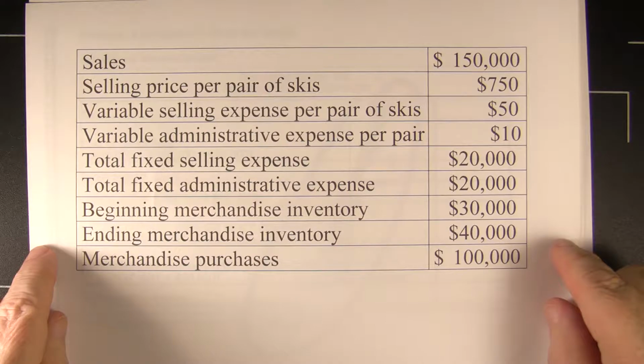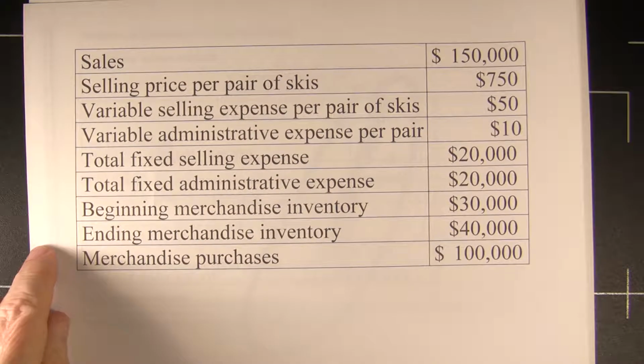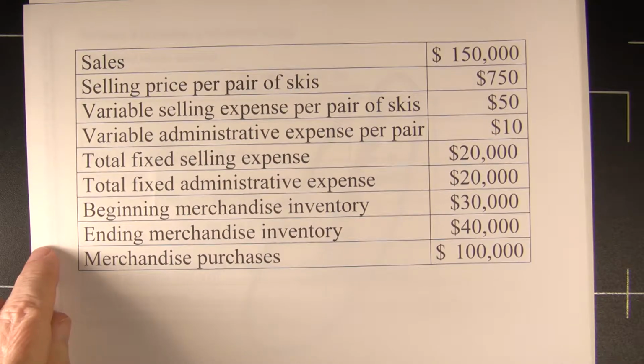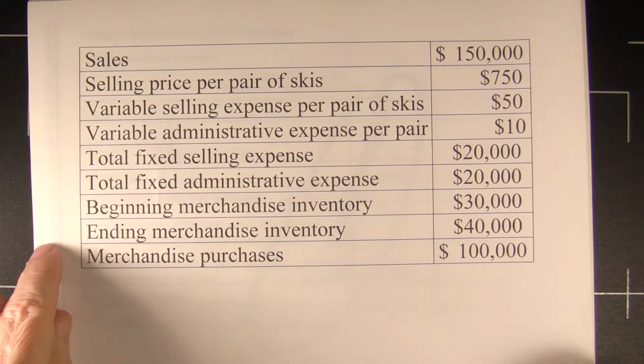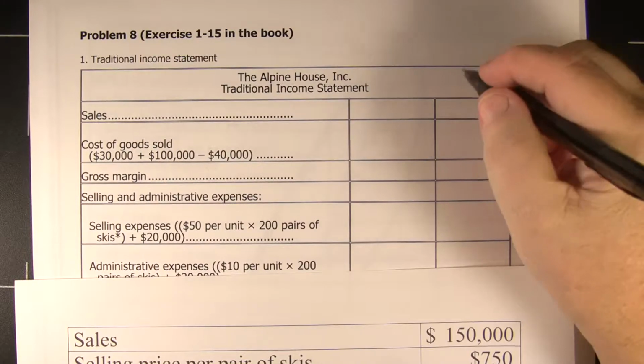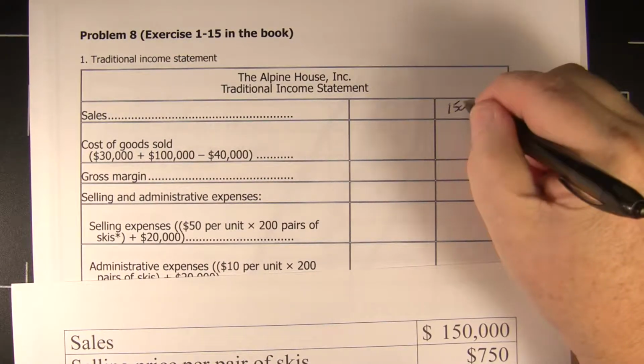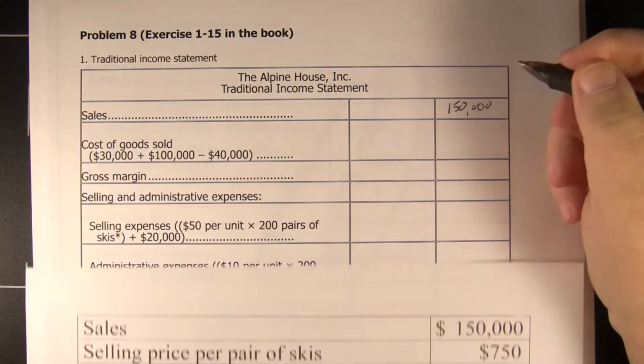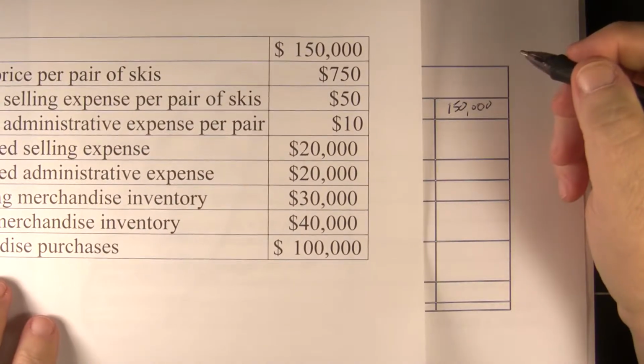So we're going to do the contribution margin first. Or I'm sorry, we'll do the traditional one first. That's the one you're most familiar with. So we have sales, $150,000, just like we did in accounting 1. And they're giving us these numbers.